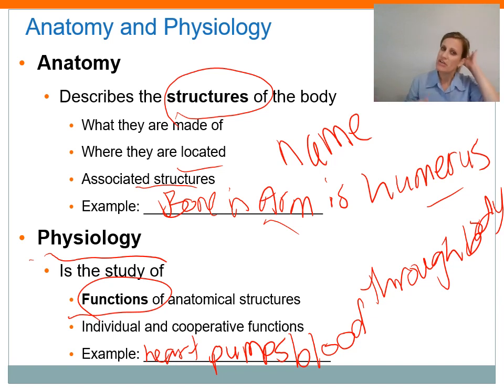You guys should know the definition of each of these, and then you should also know the examples. So if I give you a statement, you should be able to tell me whether or not that's an example of anatomy or physiology.